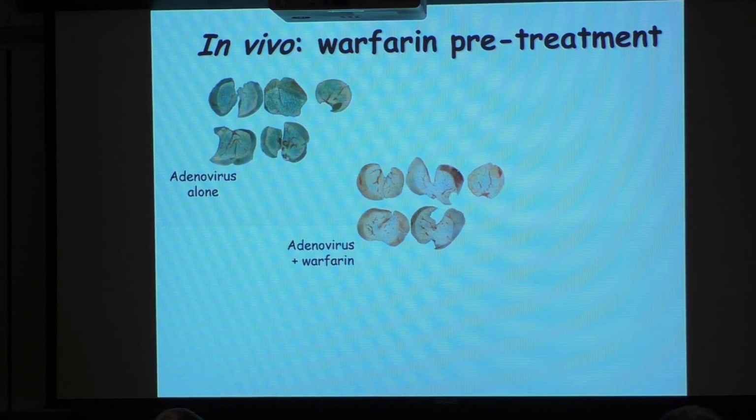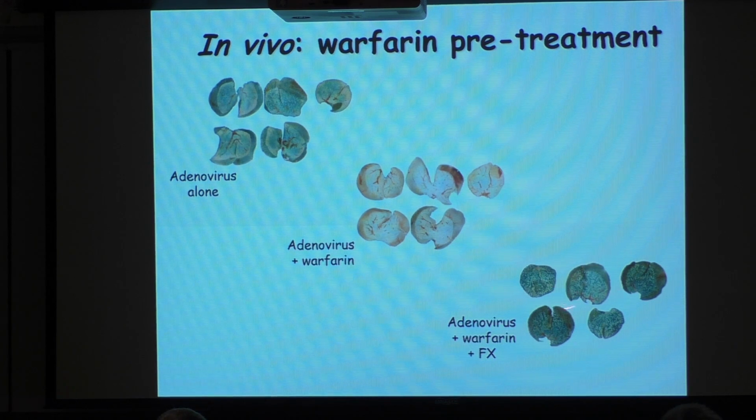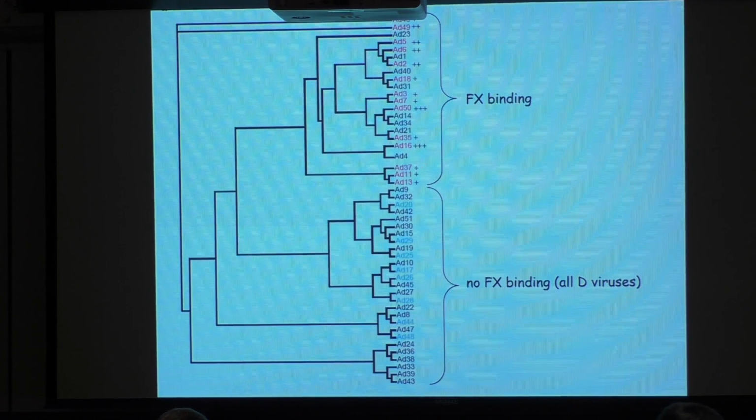We've also done it in microcebus, which is a very small non-human primate, and the same mechanism exists. If you pre-treat the animals with warfarin and then inject the virus, you have absolutely no uptake because there's no factor 10 available to decorate the virus. But if you put factor 10 back into the warfarin-treated animal just before you inject the virus, you fully restore gene transfer. So this is really the key mechanism involved in liver gene transfer.